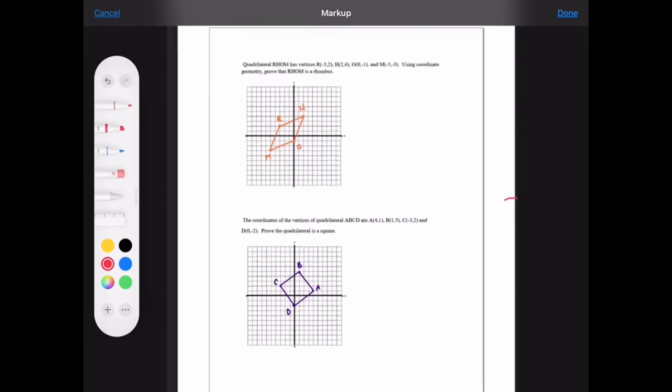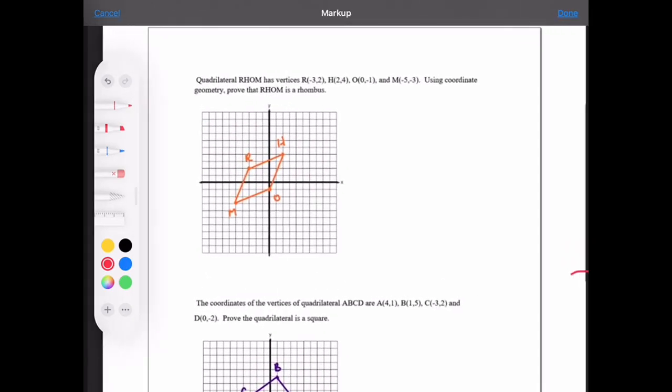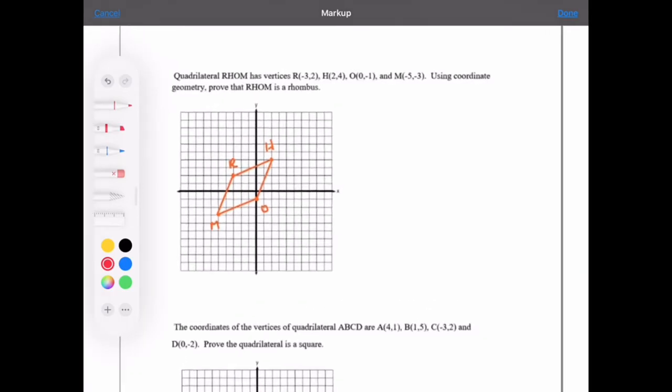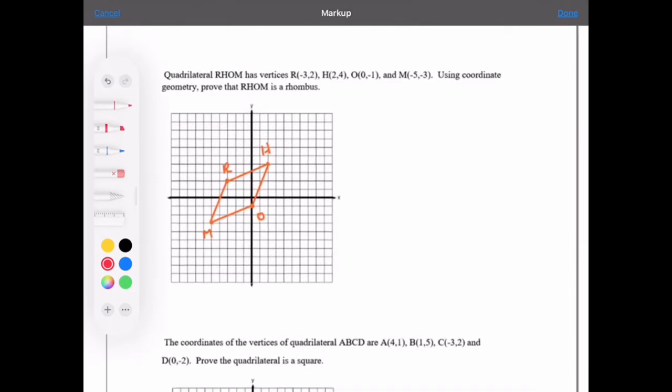Alright, moving on. This orange one right here is the last one I'm going to go over today for parallelograms and rhombuses. Alright, so it gives us quadrilateral RHOM, and we have to prove it's a rhombus. And remember, we have to prove it's a parallelogram first, and then it's a rhombus. And to prove it's a rhombus, we prove all 4 sides are congruent using the distance formula. And we can prove it's a parallelogram using that same process. So all we have to do is the distance formula for all 4 sides. So when it says prove something is a rhombus, automatically distance formula all 4 sides.